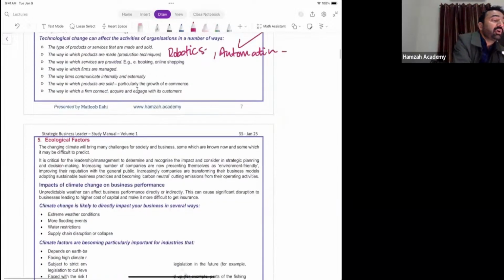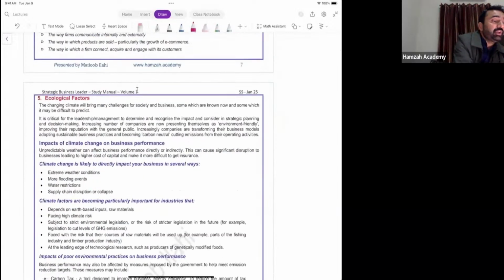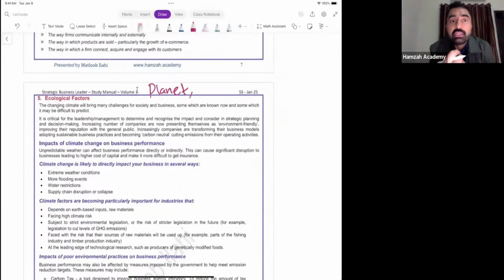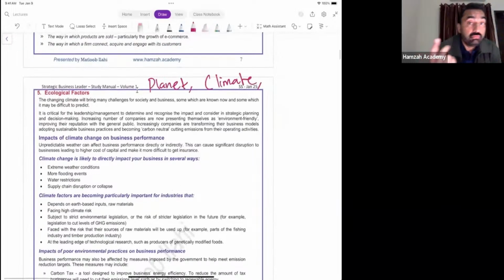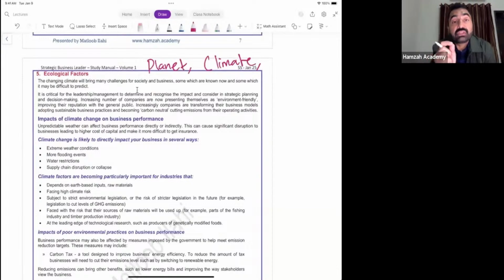Okay. Next, we talk about ecology. Ecology means we can talk about the planet, we can talk about Earth, we can talk about the impact on the climate. As we know, the climate is changing and businesses are under pressure now to cut their footprints, cut their emissions, to become more sustainable, more responsible.